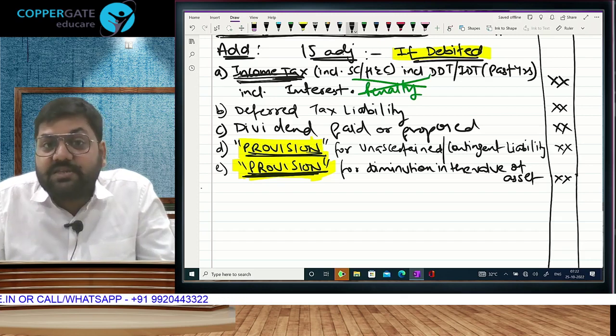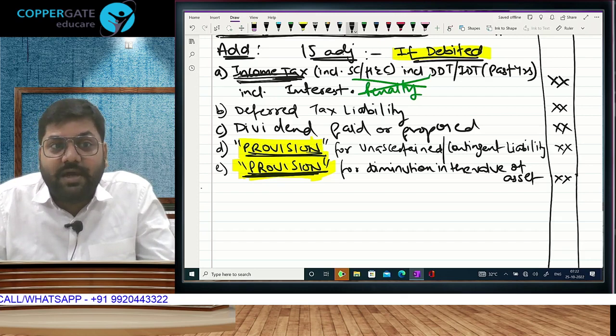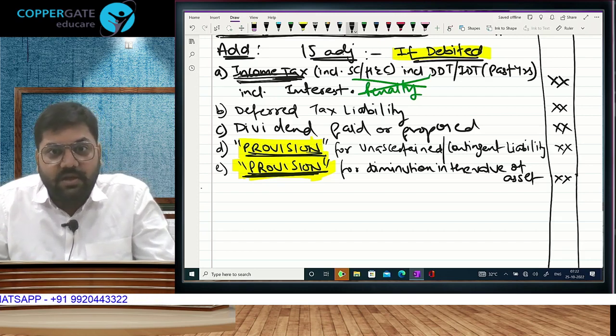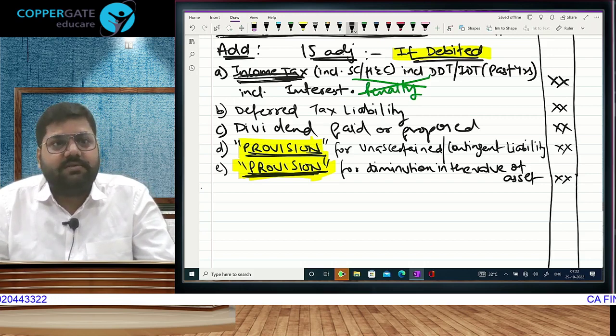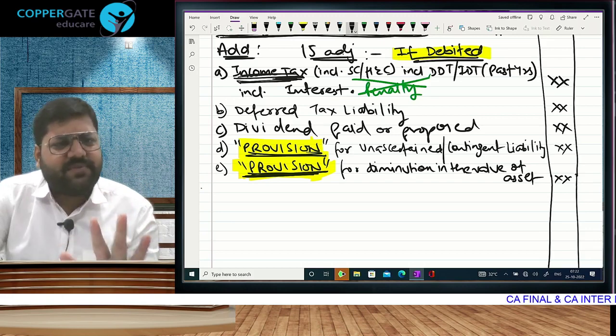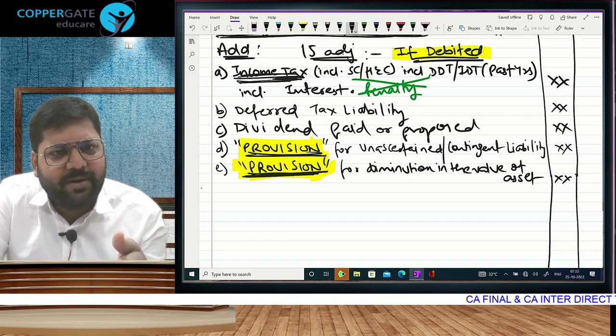In the previous case, you increased the value of your liability and booked a loss. Now, in the present case, you are decreasing the value of your asset. Bas itna sa difference hai. Increase liability, still you debit PNL, decrease asset.